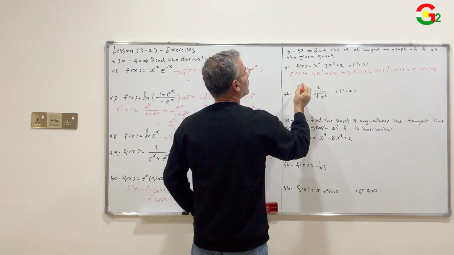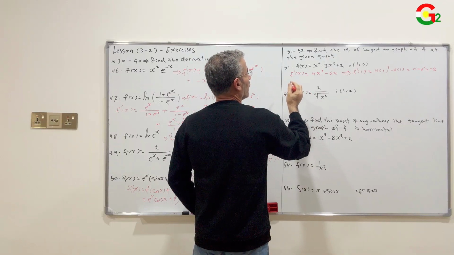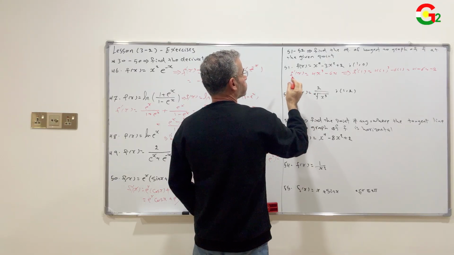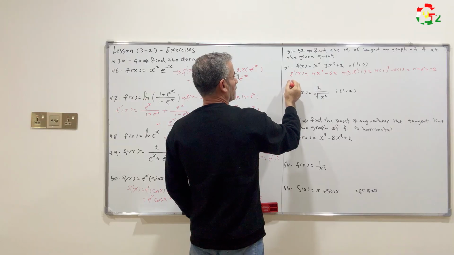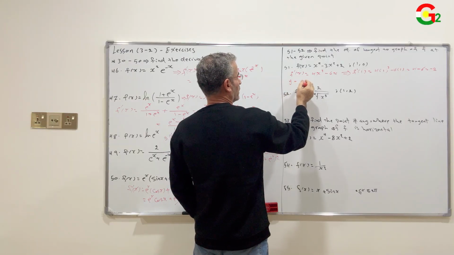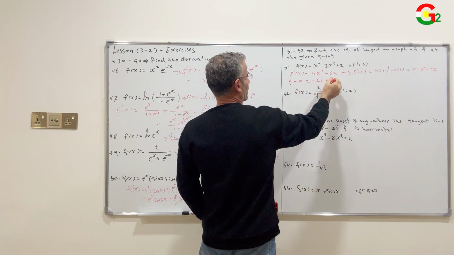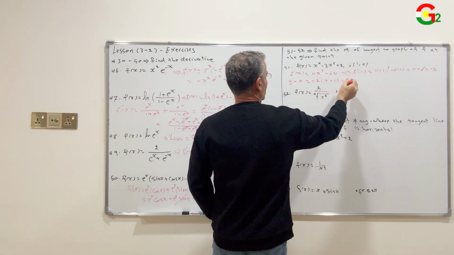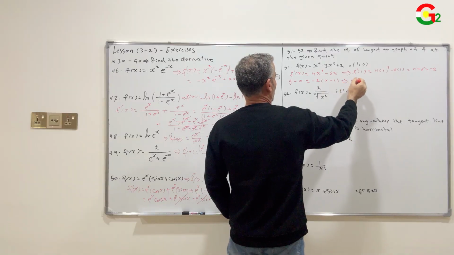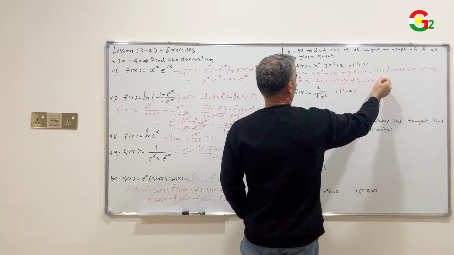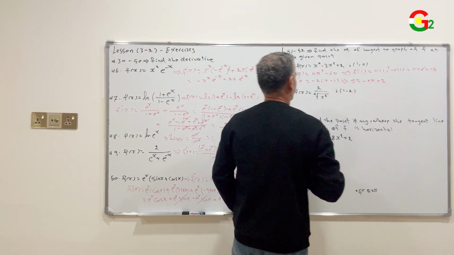Then the equation of the tangent line is y minus y1 equal to the slope negative 2 times x minus x1, so y equal to negative 2x plus 2.